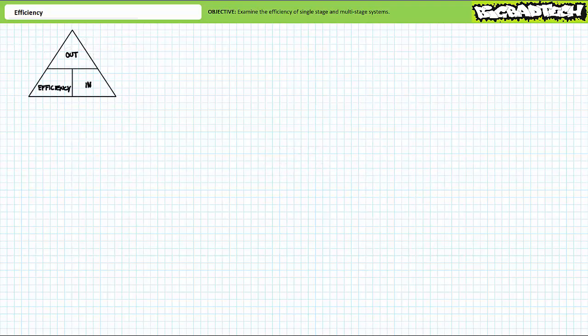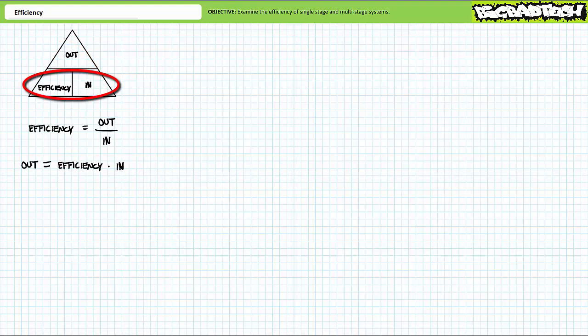This three-variable expression can be expressed graphically with the use of a triangle, with output at the apex and efficiency and input at the base side by side. To calculate efficiency, divide output by input because output is over input. To calculate output, multiply input by efficiency because efficiency and input are side by side. Finally, to calculate input, divide output by efficiency because output is over efficiency.